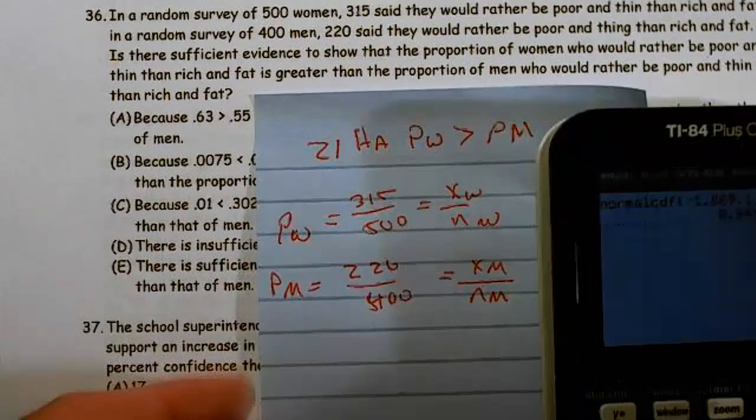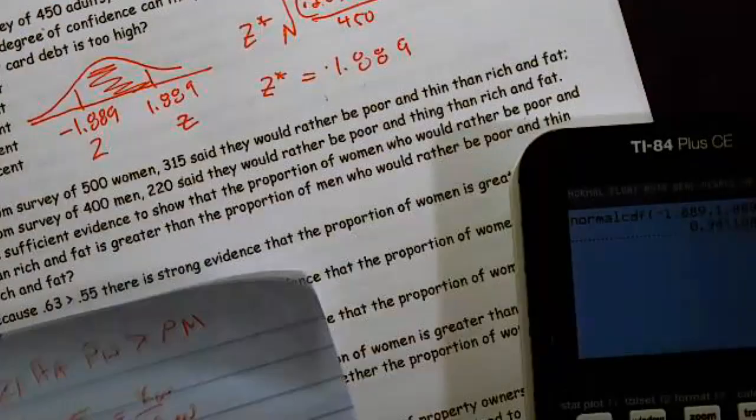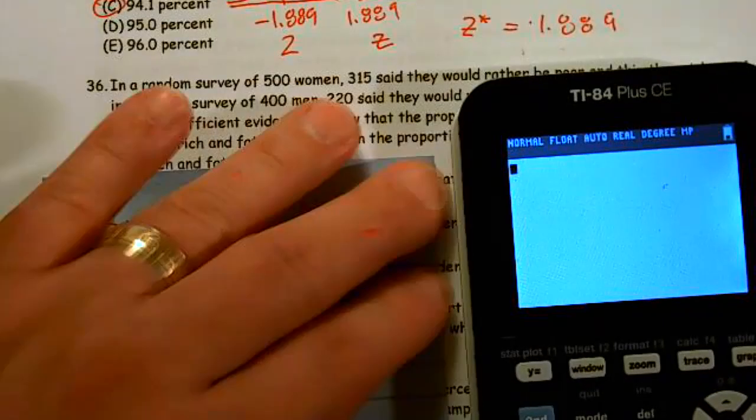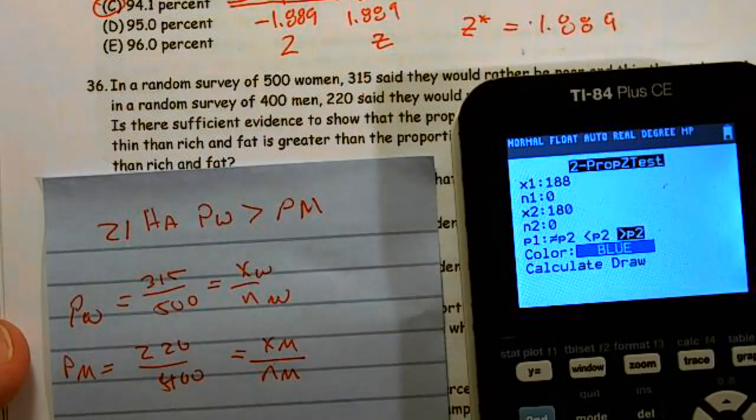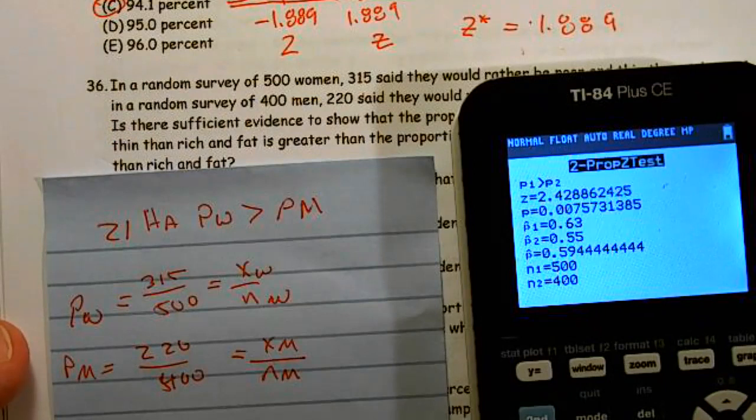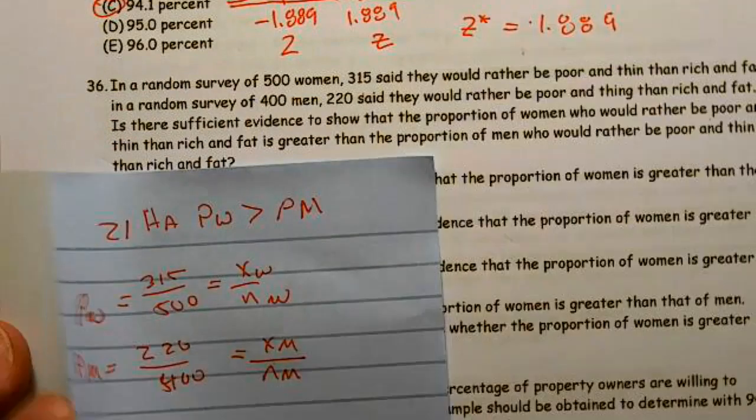So I'm going to go ahead and run to the calculator as fast as I can. Stats, test, two proportion z-test, 315 in 500. And again, I don't have to show my work if I'm doing a multiple choice test, or you definitely won't have to on this one. 400, greater than, calculate. And I end up getting a p-value of 0.00757, all right?